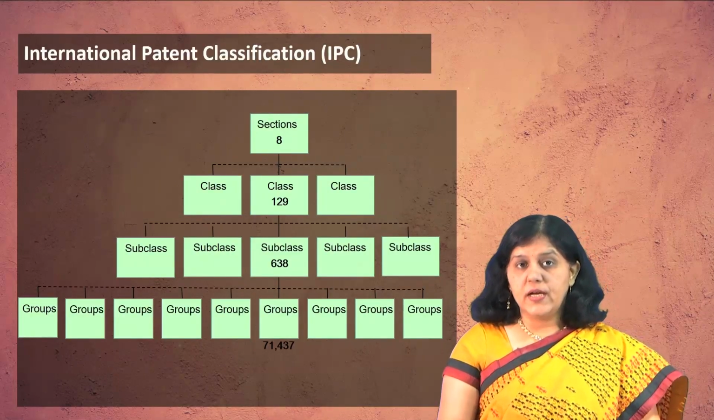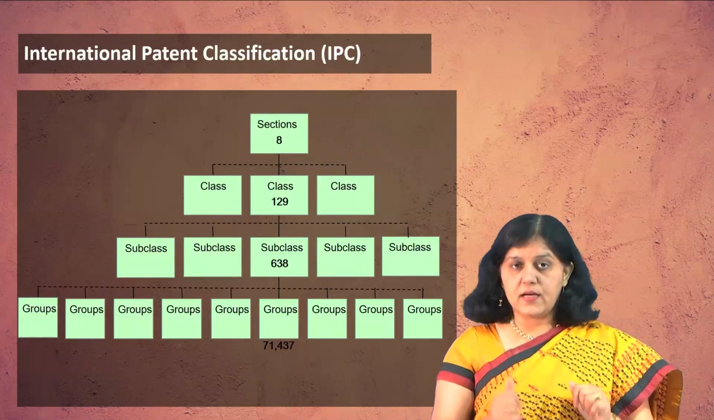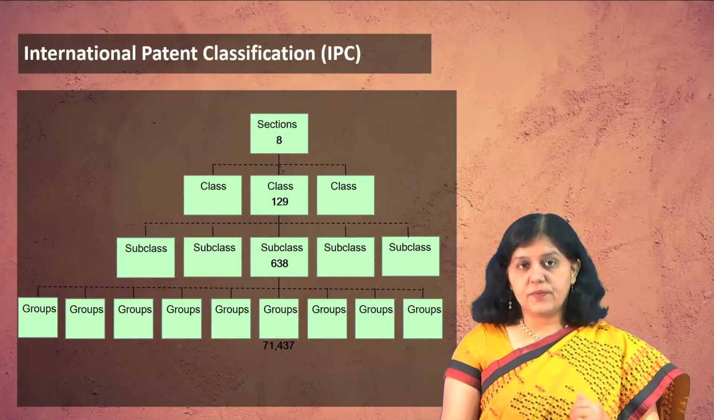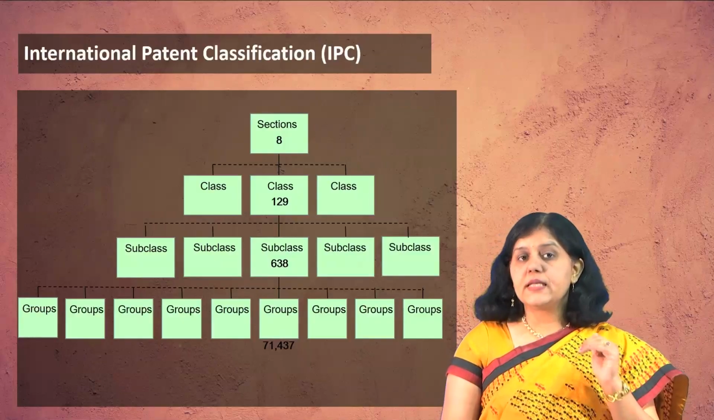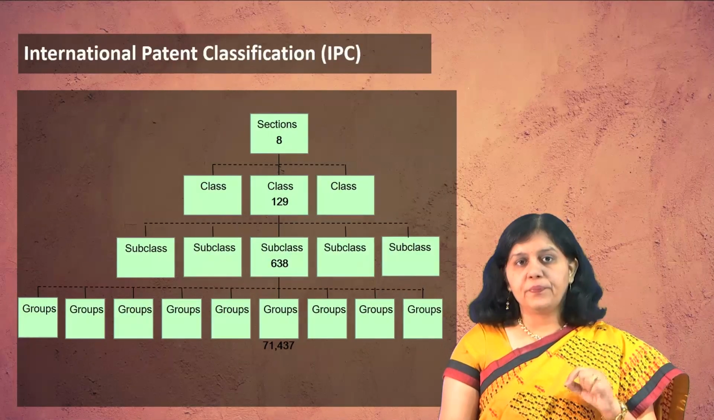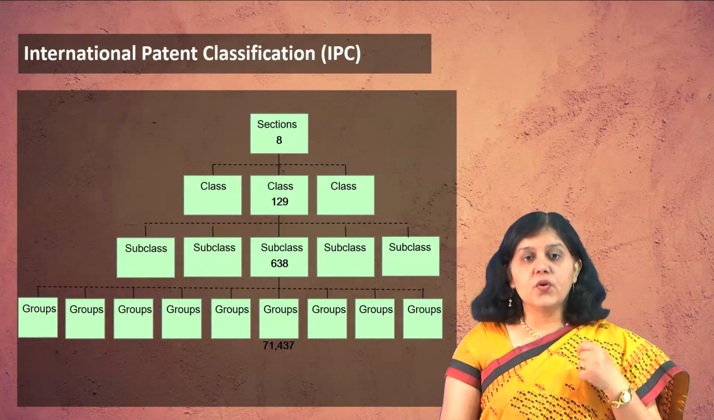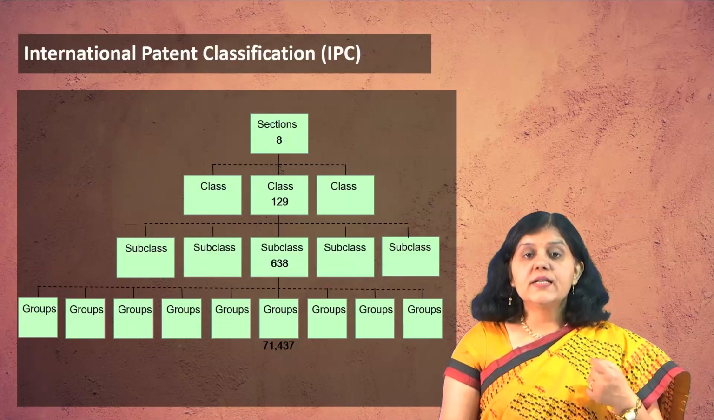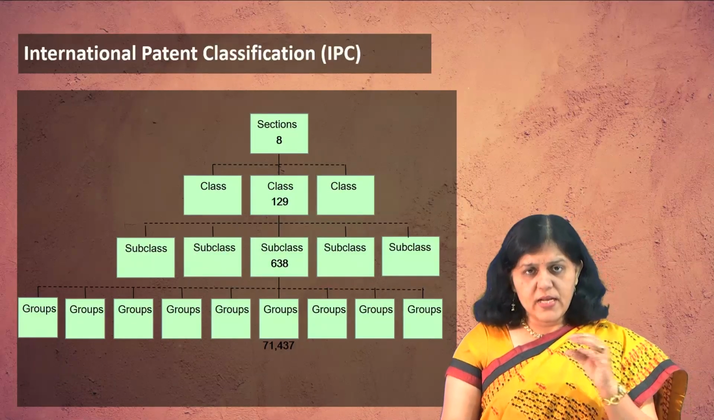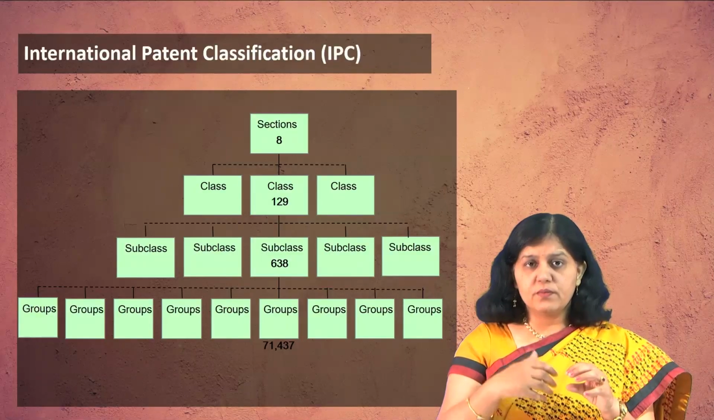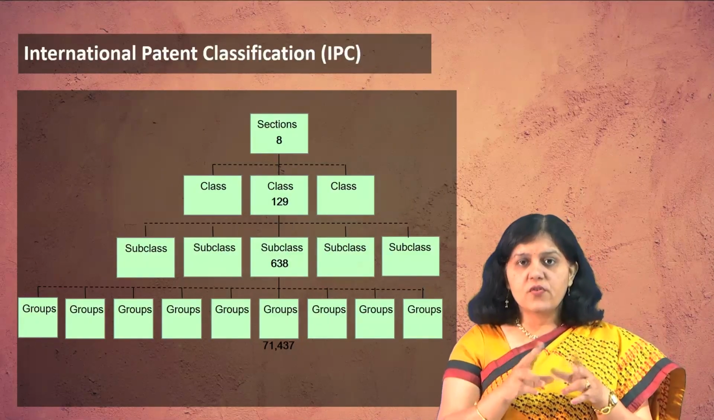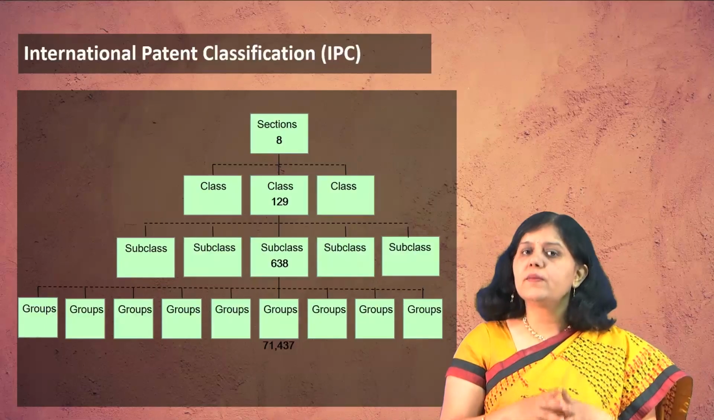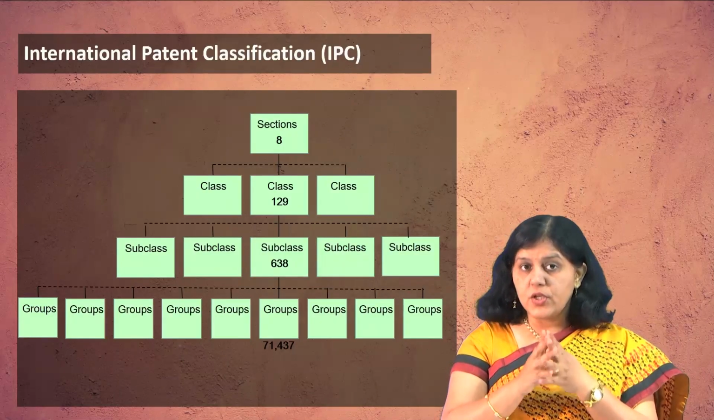We know that H is for electricity, right. Within that section, H01 is a class for basic electric elements. Then, for example, if you see H02, it is the generation, conversion or distribution of electric power. Any technology related to electricity generation, conversion of energy from one form to another, or distribution of electric power will be covered in class 02.